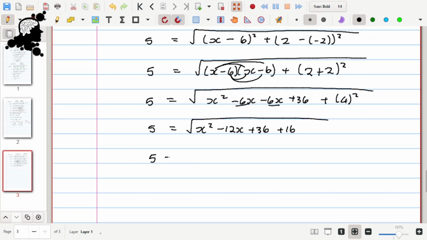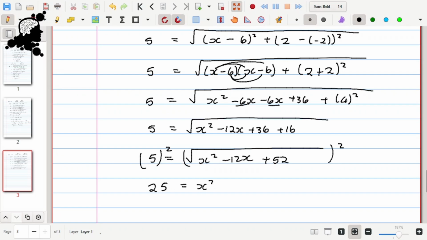So 5 is equal to the square root of x squared minus 12x, we've got like terms, 36 plus 16, that's going to give us positive 52. Once again, let's get rid of the square root sign. To get rid of the square root sign, we need to square both sides. So 25 will be equal to x squared minus 12x plus 52.